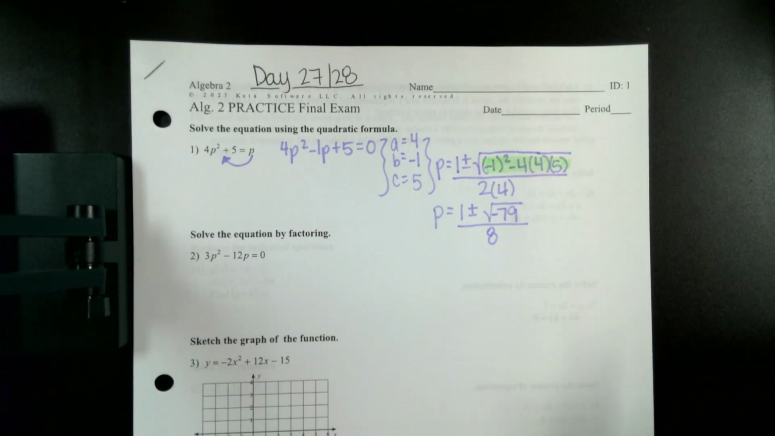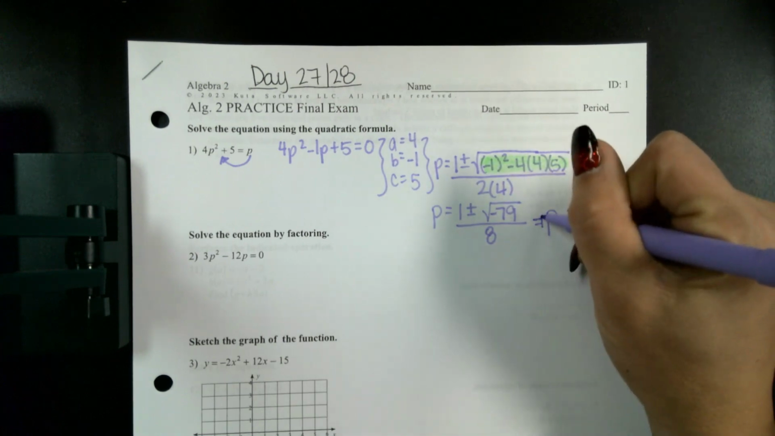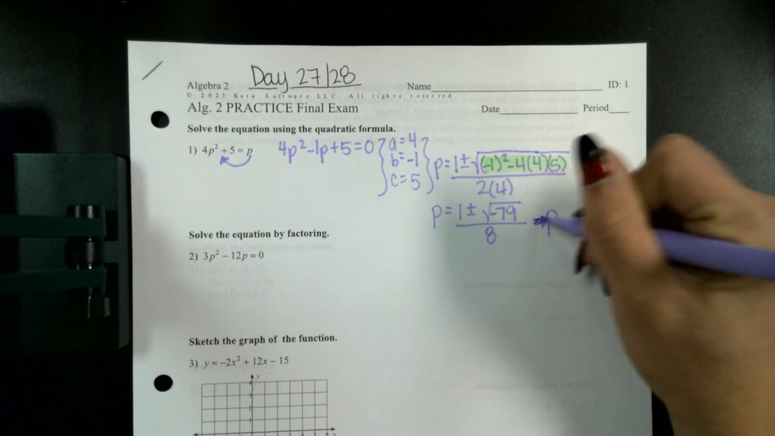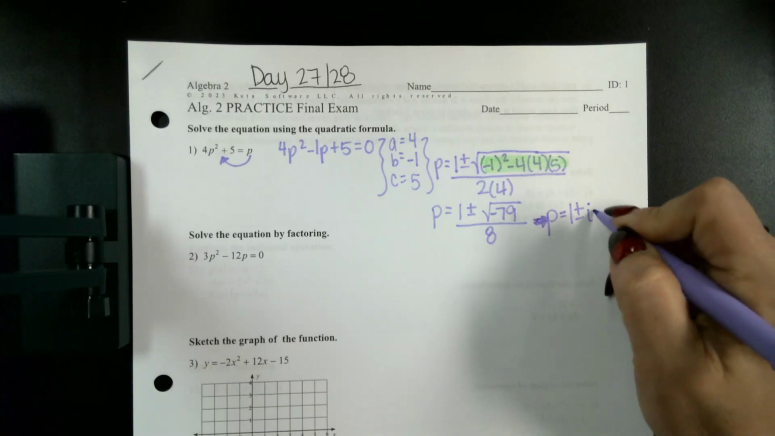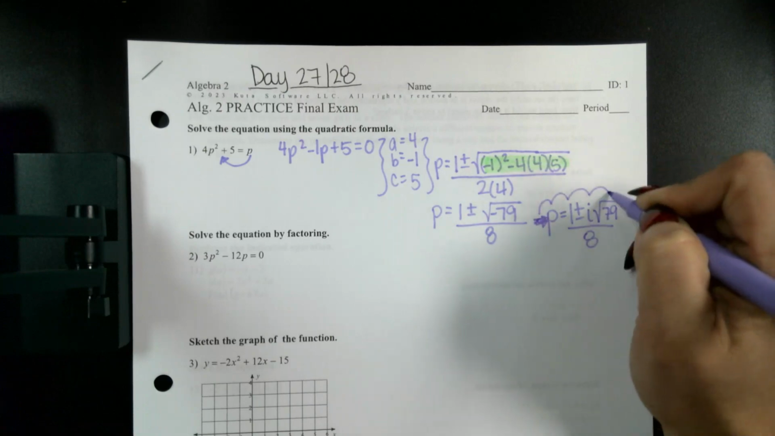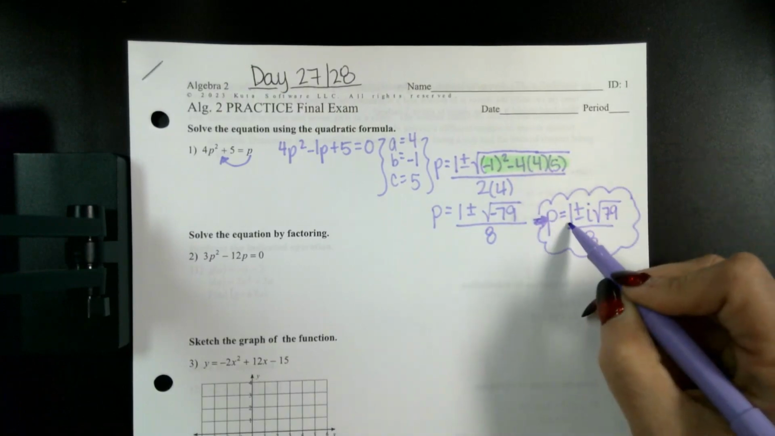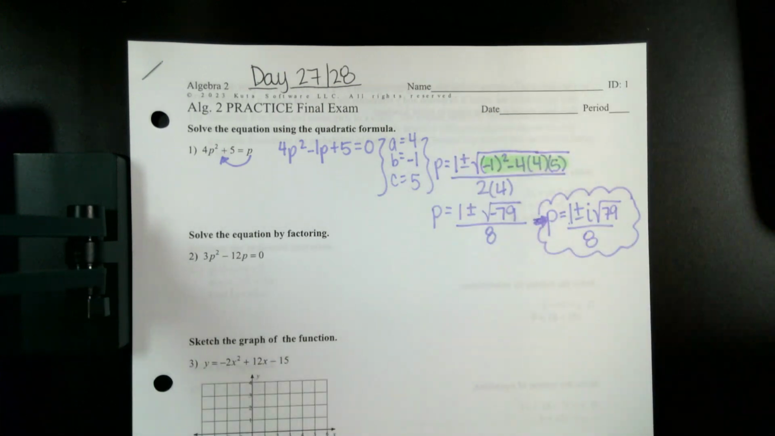But are we allowed to have negative numbers under radicals? No. To get rid of the negative, what do we move out front? The letter i. So I'm going to put the letter i in front of the radical, and then I'm going to leave the 79 under the radical. And because of this reason here, the 1 and the 8, you can't reduce those. So as soon as you move that i out front, that problem's actually done. It's all finished.